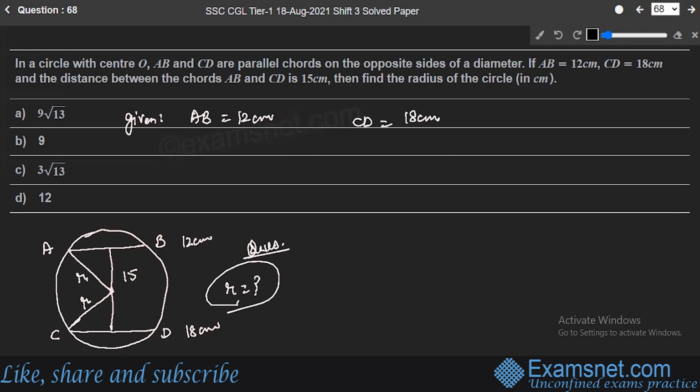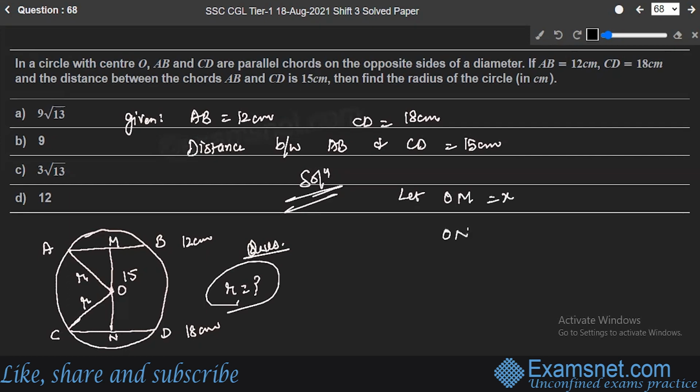Distance between AB and CD is 15 centimeters. So let's move with the solution now. First of all, I'm assuming this is O, this is point, let it be M, this is N. Okay, so here's the solution. Let OM be equal to X, then what will be ON? It will be 15 minus X.